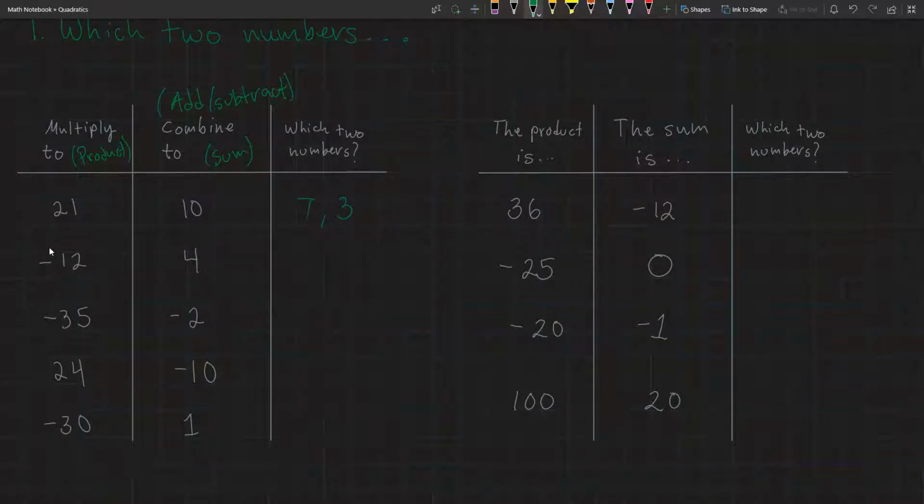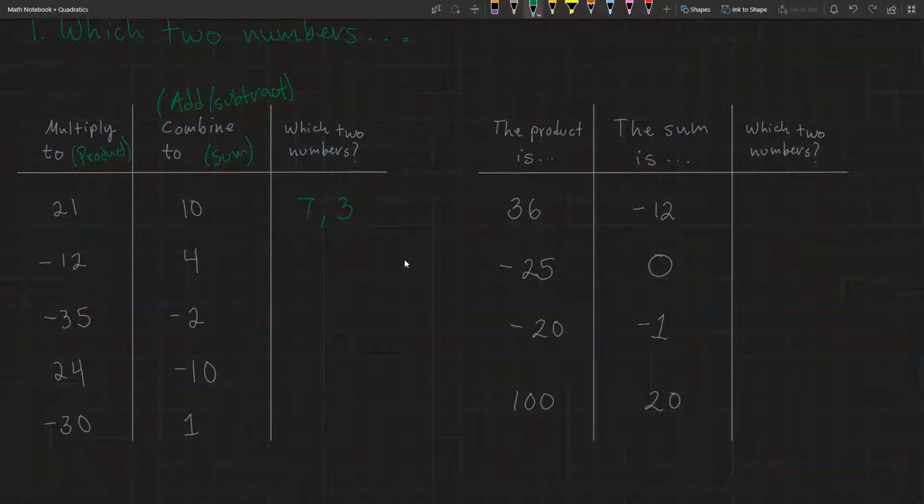Okay. So I'm thinking two numbers that multiply to negative 12, and those combine to 4. So here's an instance where to multiply to negative 12, we know one of them must be a positive number and the other one a negative. And that sum is 4. Okay. So I'm thinking something like 6 and 2. All right. 6 and 2.